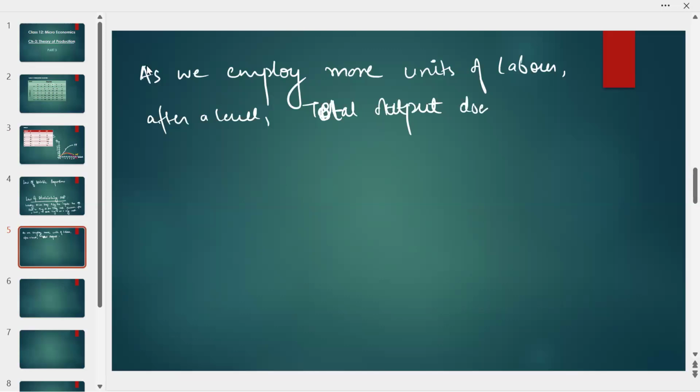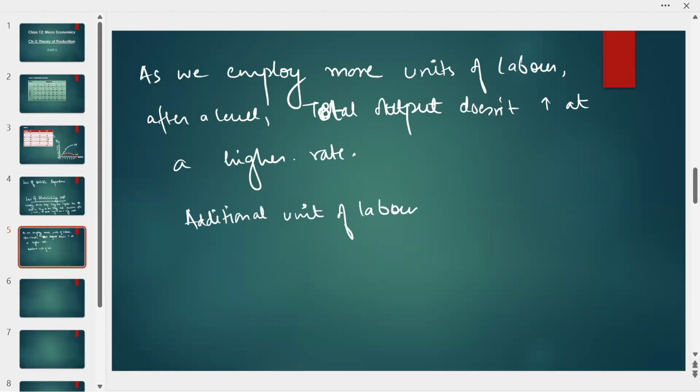Total output doesn't increase at a higher rate, or it starts falling, right? It increases at a very low rate, right? So the output is not being generated. The additional unit of labor is not adding too much to the output generation, right? So why does it happen?